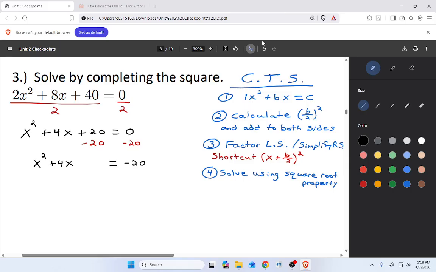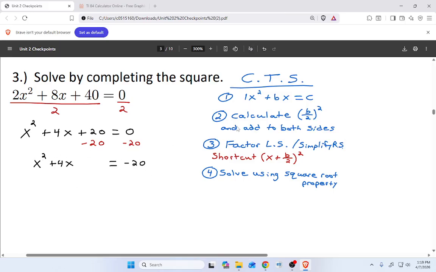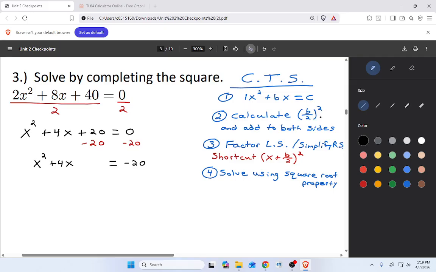So if I look at where I'm at now, I can see that I do have the correct form. I've got 1x squared plus bx, there's my 1, plus some number times x, equals my constant, in this case a negative 20. Now I need to calculate b over 2 squared and add it to both sides. Whenever you calculate b over 2 squared, you may need to do some scratch work off to the side to figure that out. My b value in this case is the number 4, so that is going to be 4 over 2 squared. We'll calculate this. 4 divided by 2 is 2, and then 2 squared is 4. So it turns out that we are adding the number 4 to both sides.